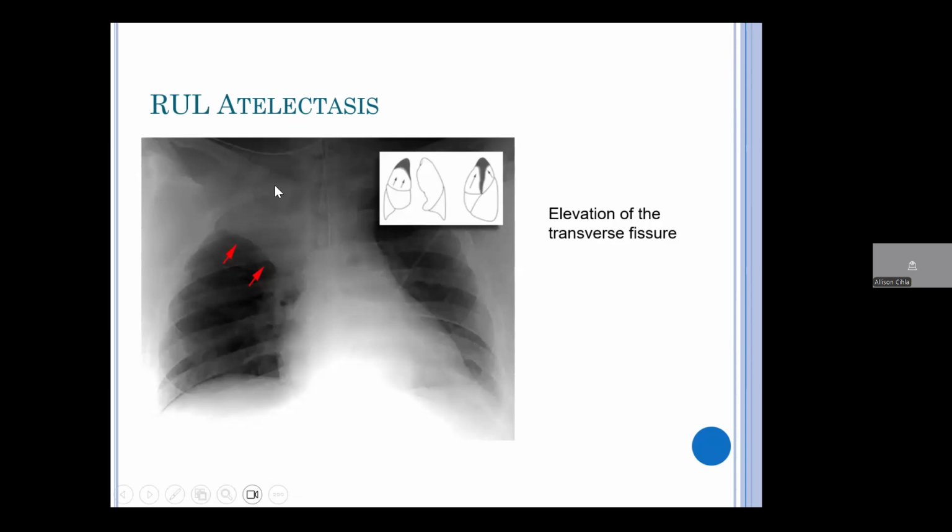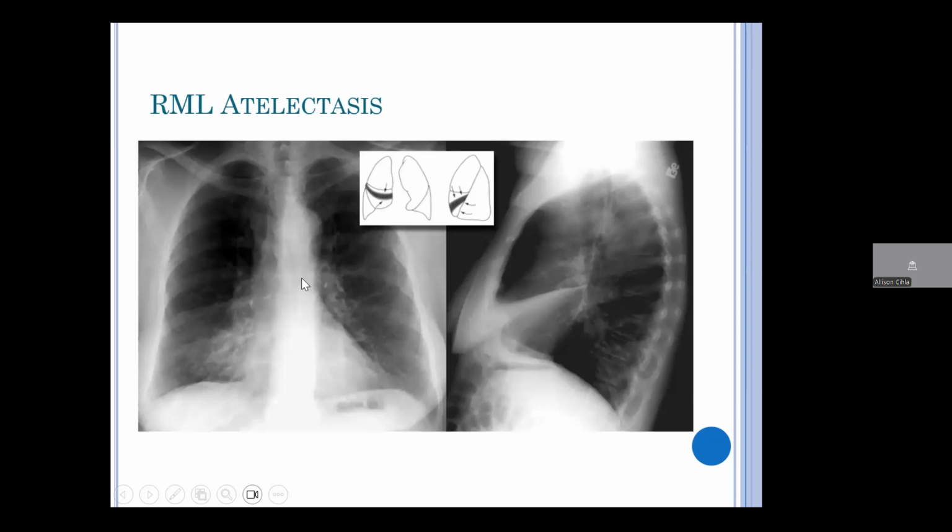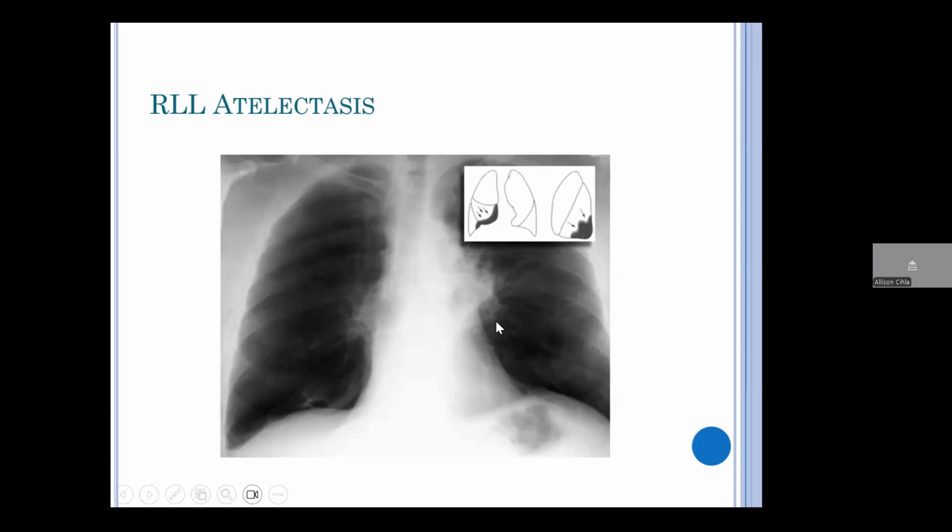Right upper lobe atelectasis, you're going to lose the right side of this border here. You can see this is a very clear outline where this atelectasis is occurring. And sometimes what you'll see is that this fissure actually pulls upwards, and that's what you're seeing along these arrows. Right middle lobe atelectasis, you're going to lose this right heart border. You can see this wedge-shaped defect here on the lateral view. And right lower lobe atelectasis, you lose this area right here along the diaphragm and up along the right heart border.